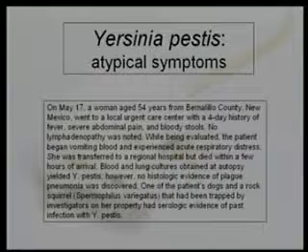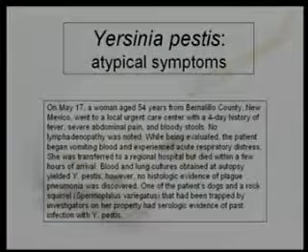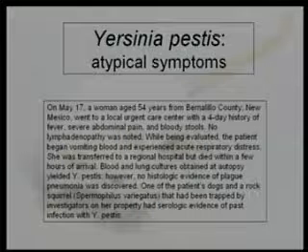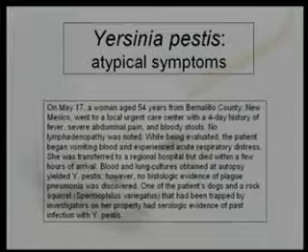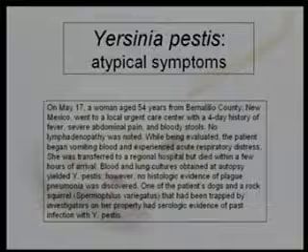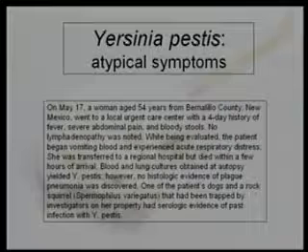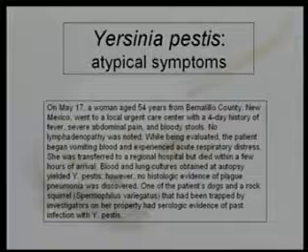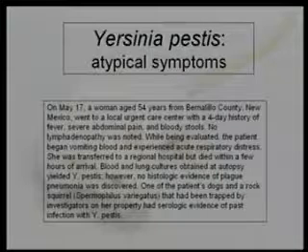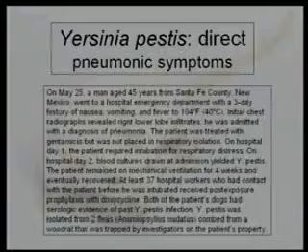One of the patient's dogs and a rock squirrel that had been trapped by investigators on her property had serologic evidence of past infections with Yersinia pestis. So from an animal, particularly an animal that is so close to the human, you can get it either through ingestion or inhalation. In this case, obviously, it was ingestion, and from there it spread to the lung. That's a very atypical case.